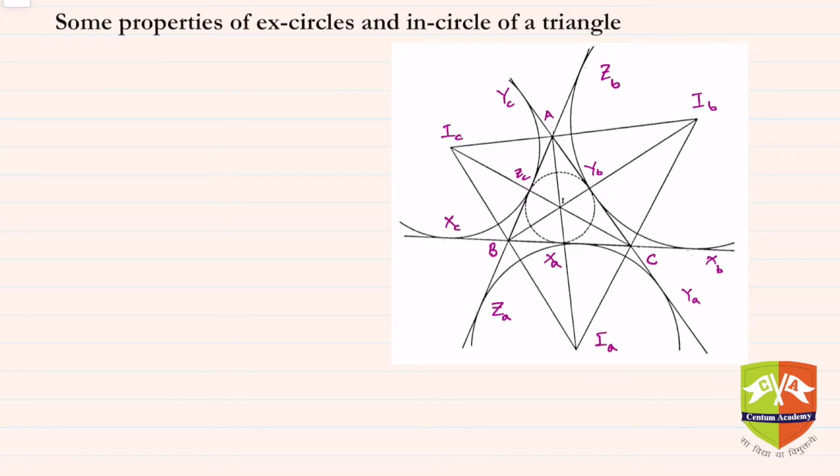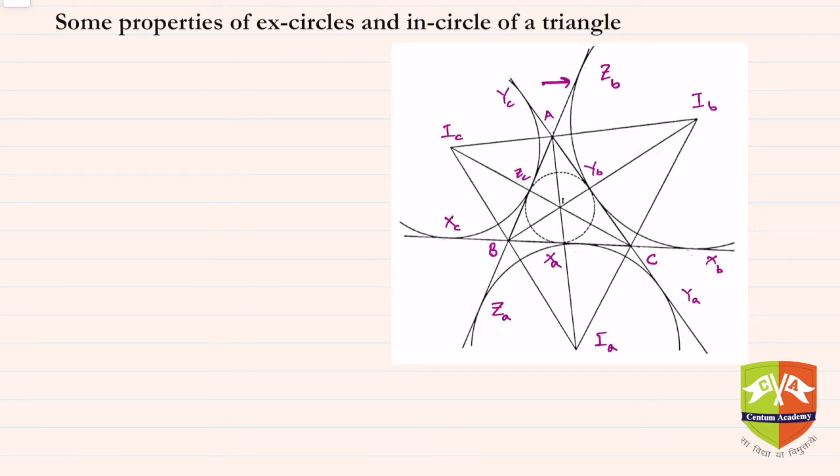So you know what an excircle is, and there are three excircles as you can see in the diagram. The excircles are nothing but circles which are tangent to two extended sides of the triangle and one side of the triangle. So if you see, these are the extended sides of the triangle and this one is the third side, and this circle here is one of the excircles. Similarly, this one is another excircle, this one is another excircle, and this one is the incircle.